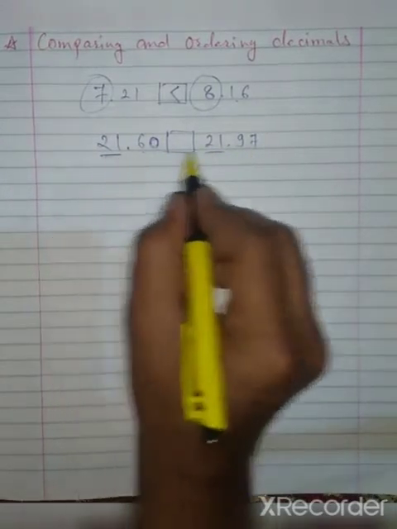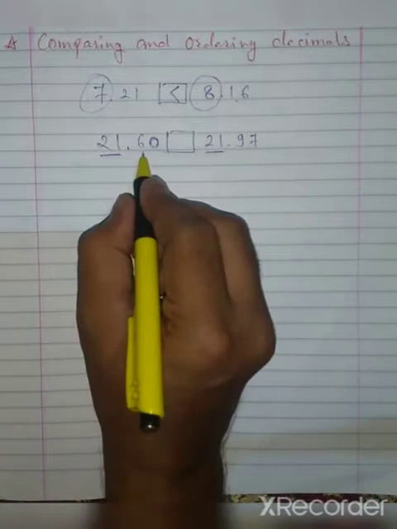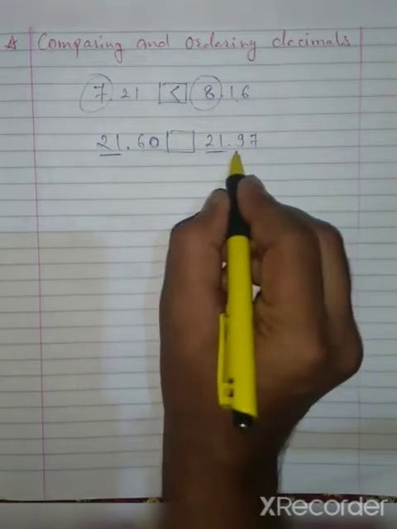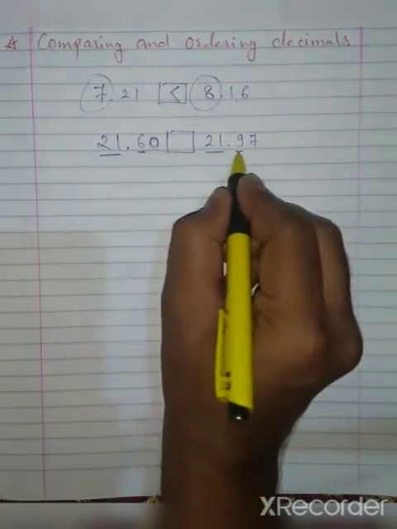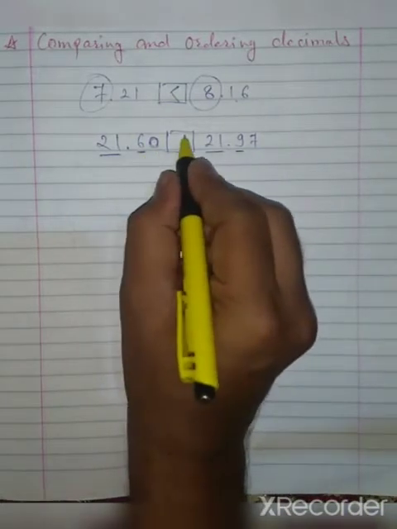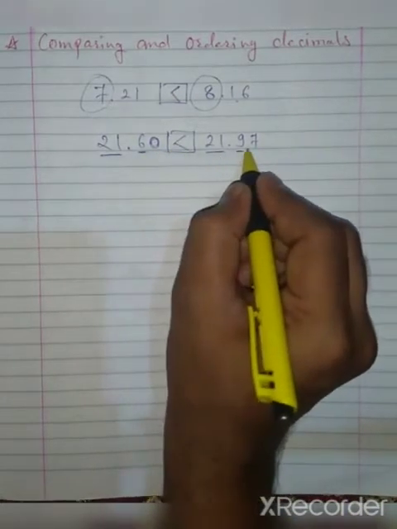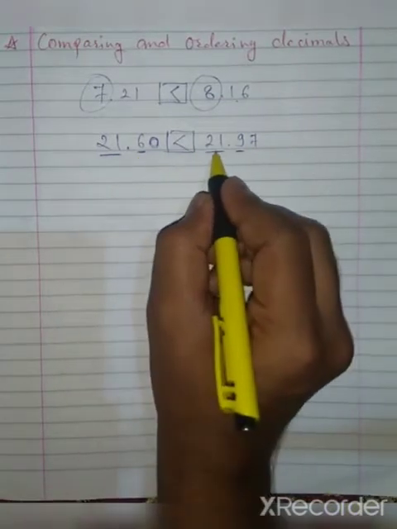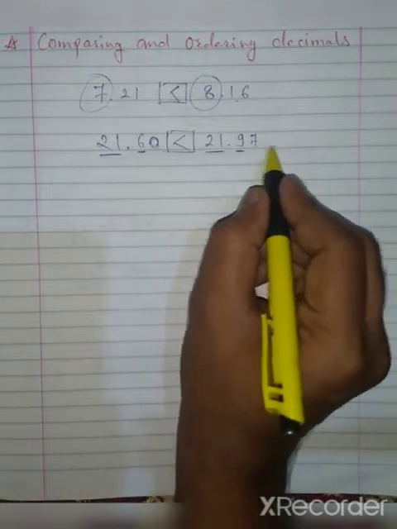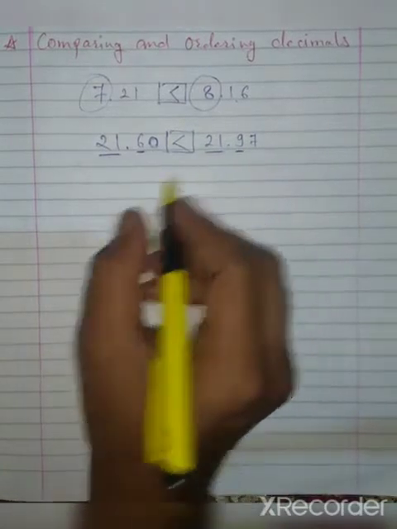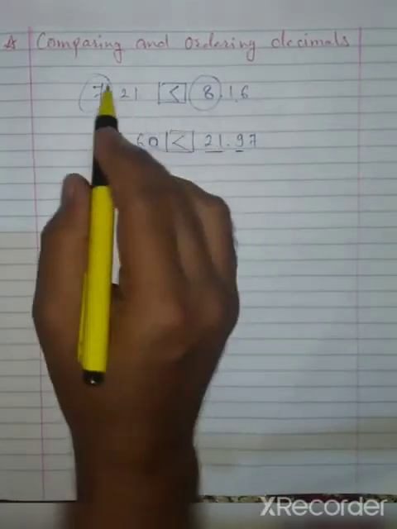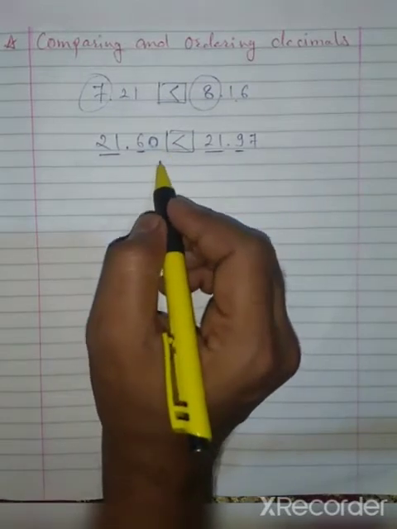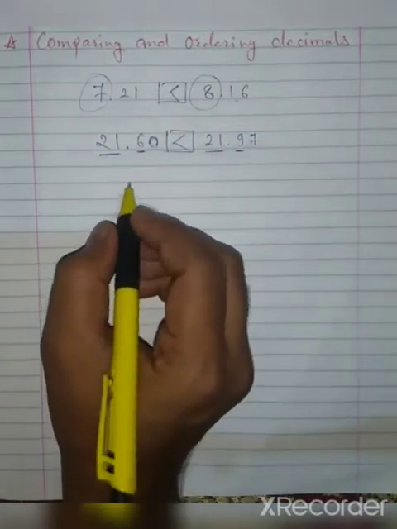21.97. Here 21 is the same. Now compare the decimal part, 60 and 97. Here 6, and here 9. So 6 is less than 9. Now we will write 21.60 is less than 21.97. With the help of this method you can compare all the decimal numbers, and we can do ordering also.